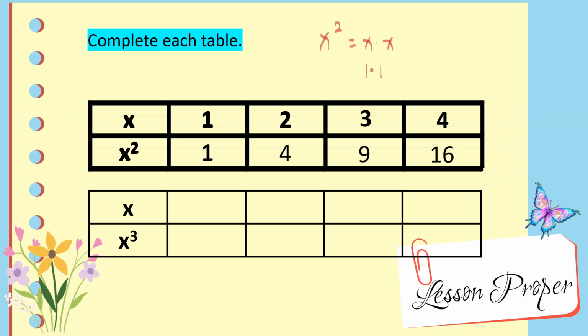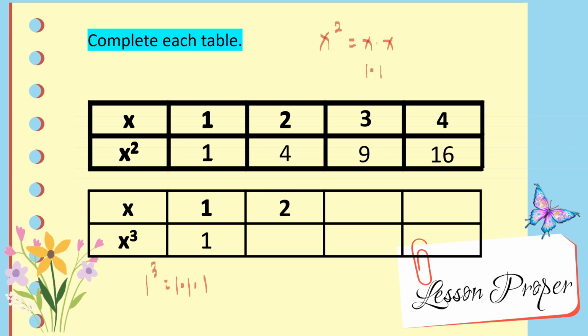How about this one? We have to get the cube of the given number. Let's say x is 1, then what is 1 cubed? So, 1 cubed means 1 times 1 times 1, and 1 times 1 times 1 is equal to 1. How about when x is 2? 2 raised to 3 means 2 times 2 times 2, and that is equal to 8.